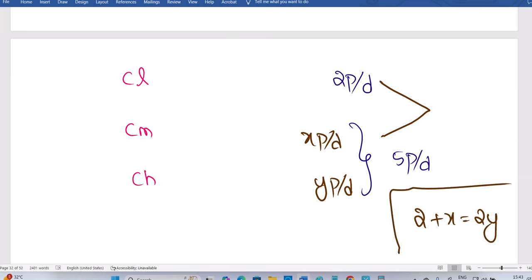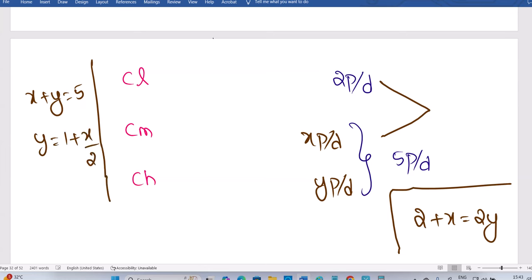Fast is related to speed. Speed is related to your efficiency or capacity. So Caleb and Cameron together is twice Charles. Right? So now you have one equation, X plus Y equal to 5. We have another equation here: Y is nothing but 1 plus X by 2, that is, 1 plus X by 2 equal to Y.